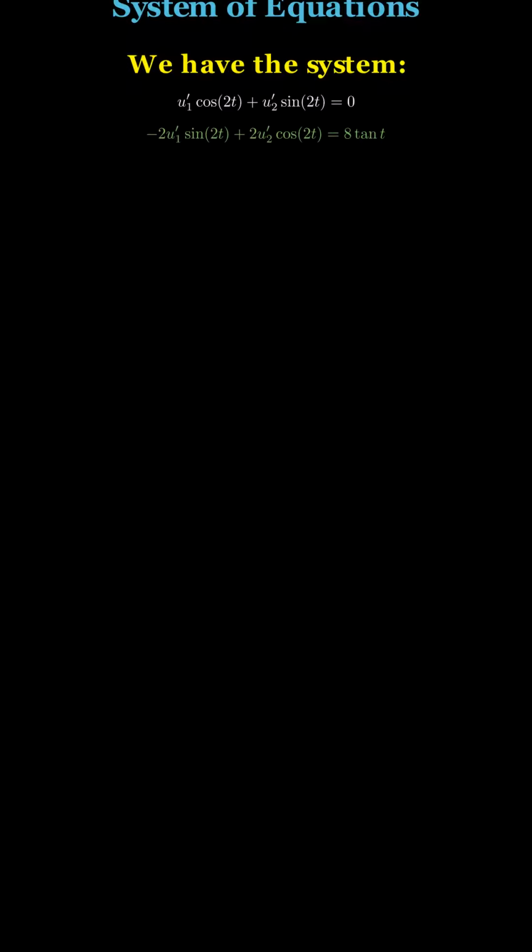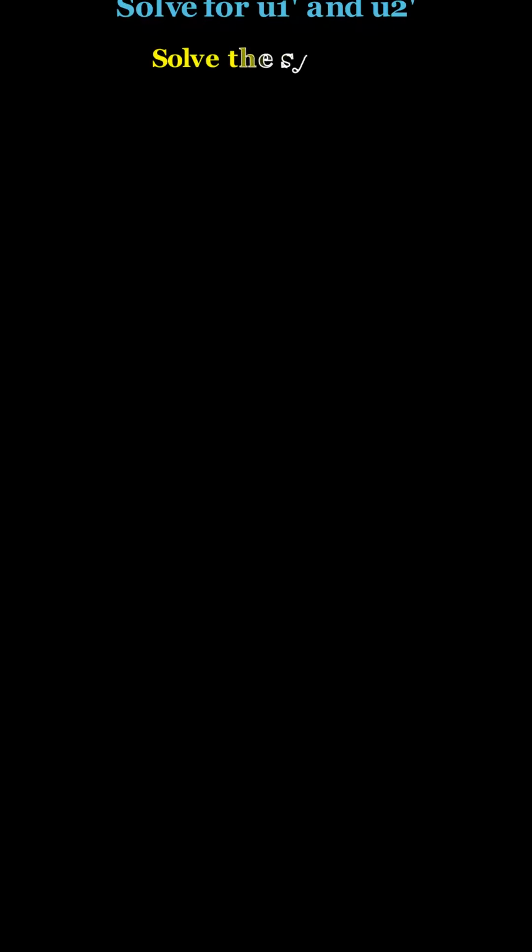We substitute y and y double prime into the original differential equation. After substitution and simplification, we get negative 2u1 prime sine 2t plus 2u2 prime cosine 2t equals 8 tangent t. We now have a system of two equations for u1 prime and u2 prime. Let's solve this system of equations for u1 prime and u2 prime.